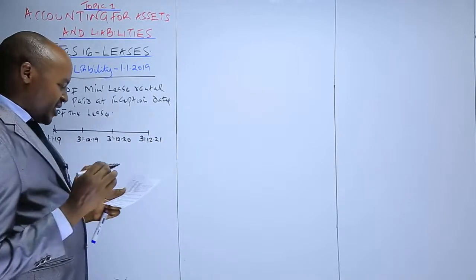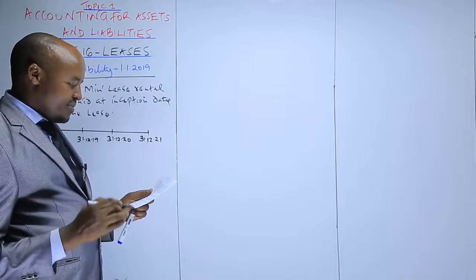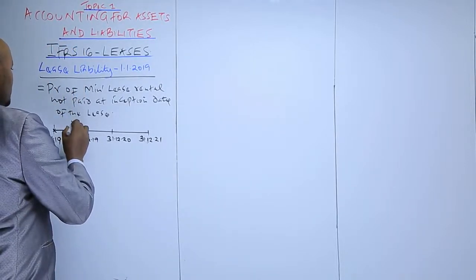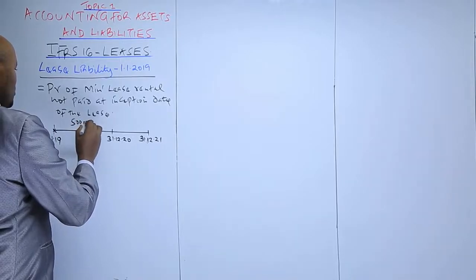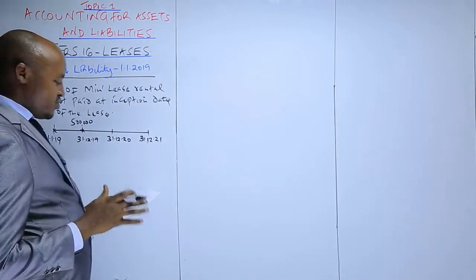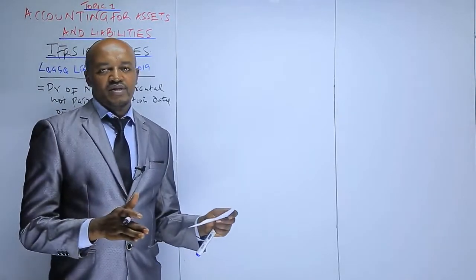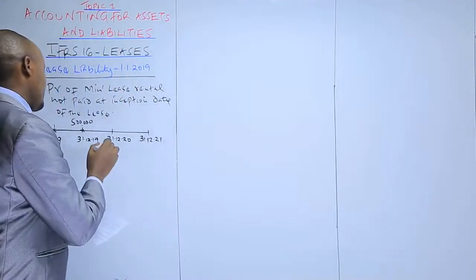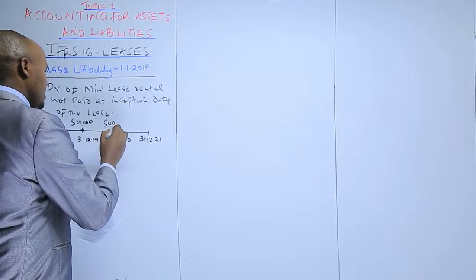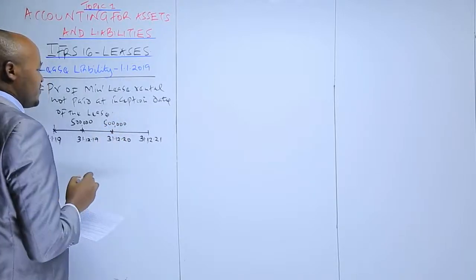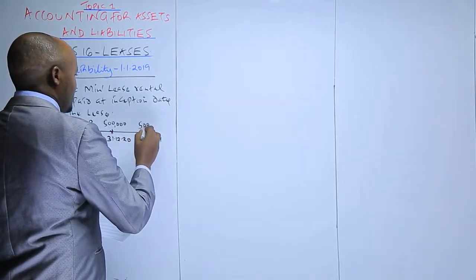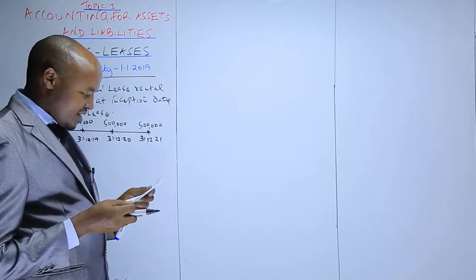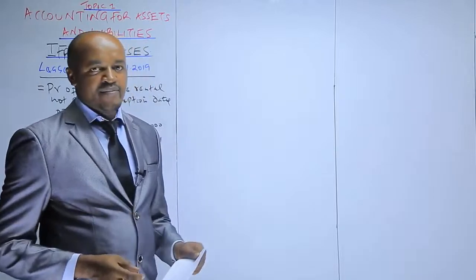And we are told that the rent which is payable, the minimum lease rentals, is an amount of 500,000, and that the first rent will be paid on 31st of December 2019. What that means is that this minimum lease rental is payable at the end of each year. It means that the other rent will be paid at the end of year 2, and the other one will be paid at the end of what? Year 3. So therefore, how do we determine the lease liability?